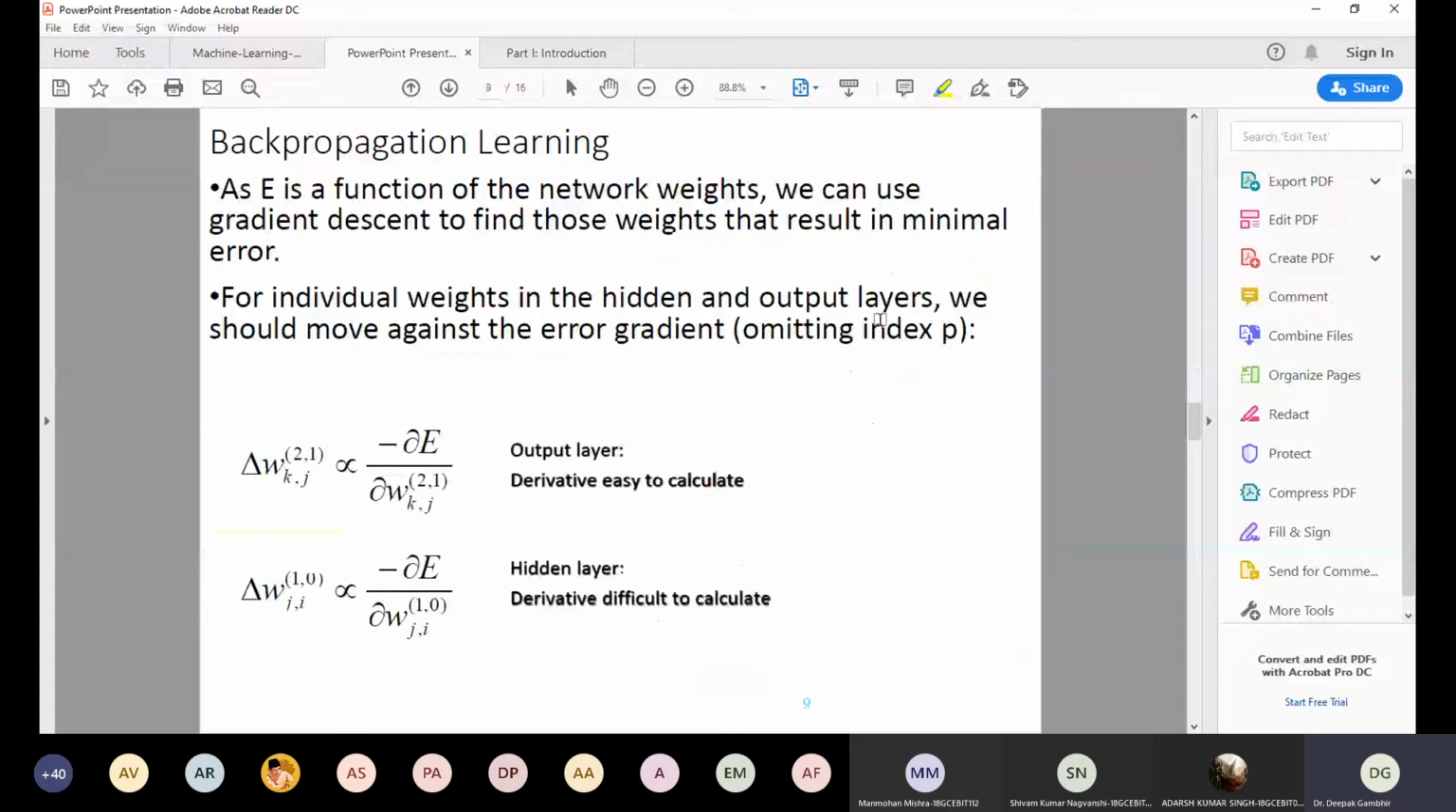If you are training the output layer weights, then we will compute the change in weight, that is proportional to the partial derivative of the error with respect to the weights. Similarly, when we need to compute the hidden layer weights, then that change is proportional to the error, with the derivative taken with respect to the hidden layer weights.